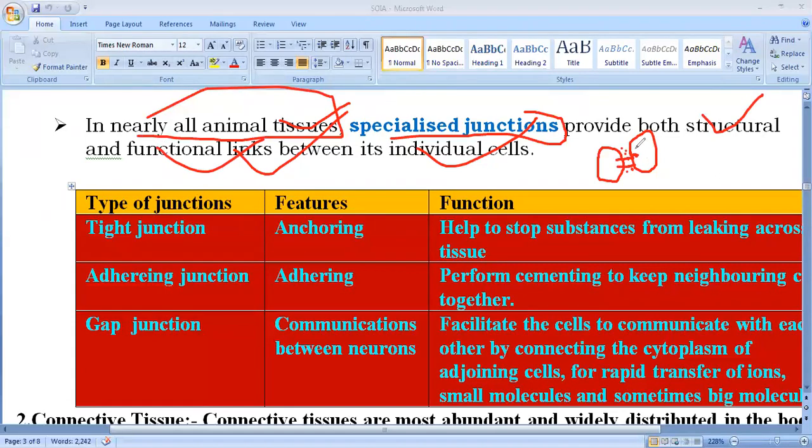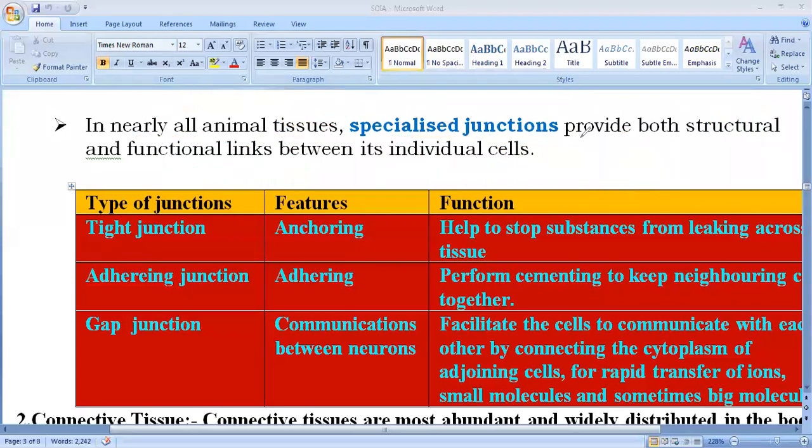So these cells are linked via some specific structure like a connexon and connexin, which we will discuss later. This structure is known as the specialized junction. And where is it found? It is found in the epithelial tissue. So maybe in your NEET exam they will ask, this specialized junction or tight junction, any type of junction, which type of tissue it belongs to. Then you should know, you should learn it. It belongs to the epithelial tissue.